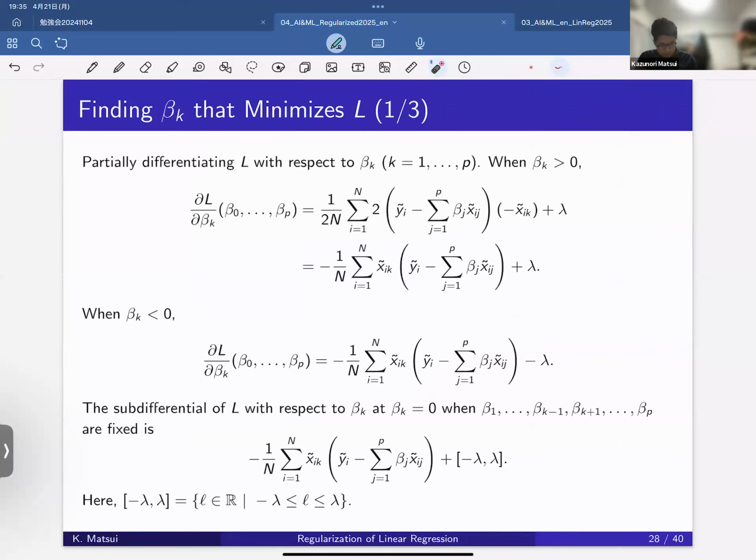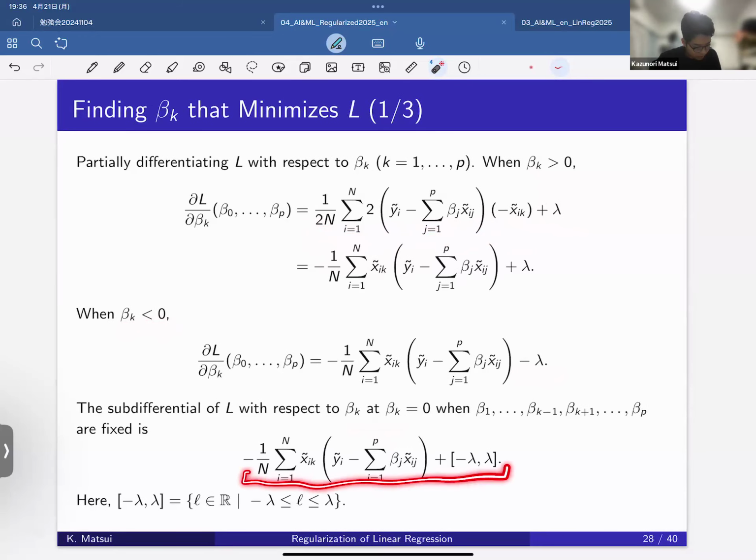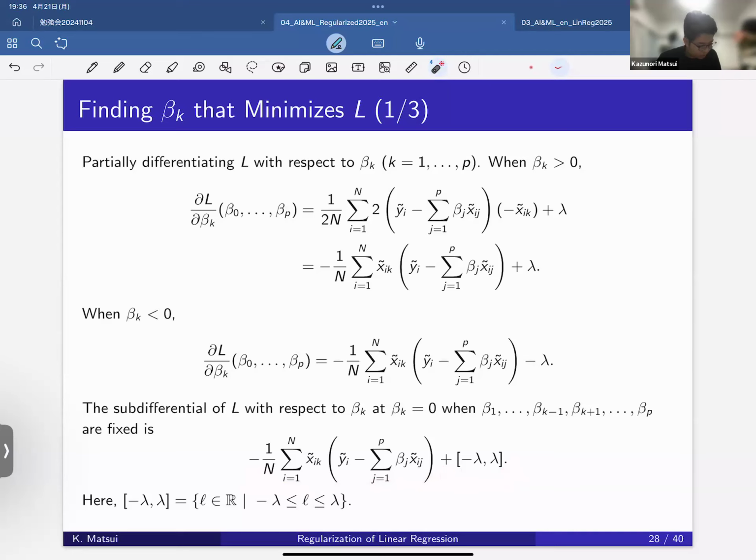Now let's tackle lasso regression. When we partially differentiate L with respect to beta k for beta k greater than 0, the first part, the calculation is the same as what we did in ridge regression. So it looks like this. However, when we differentiate the absolute value, we get lambda. When beta k is less than 0, we get minus lambda. So the differential of L with respect to beta k, when all other beta values are fixed, looks like this. This follows the same reasoning as with the absolute value function earlier.